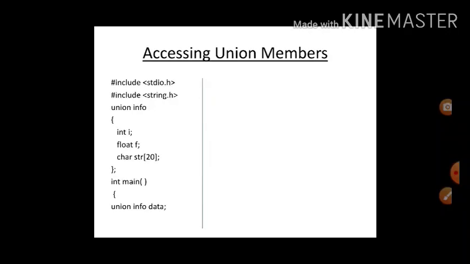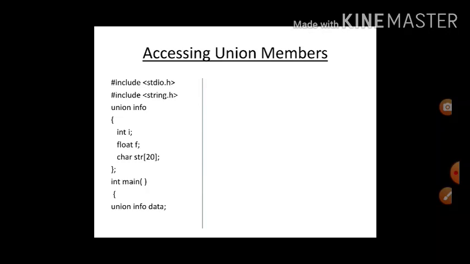How do we access union members? To access any member of a union, we use the member access operator or the dot operator. The following example shows how to use union in a program. Similar to the previous program, we have included the header files and we have defined the union.